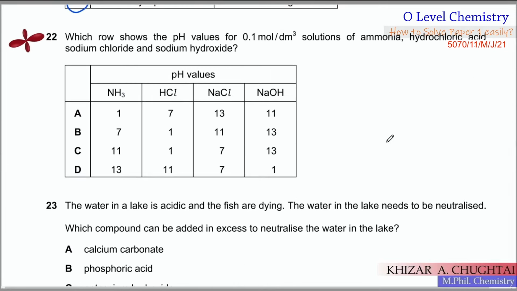The next one, which row shows the pH value of 0.1 mole per dm cubed solution of ammonia, hydrochloric acid, sodium chloride, and sodium hydroxide.